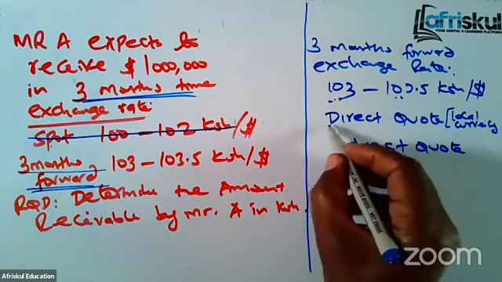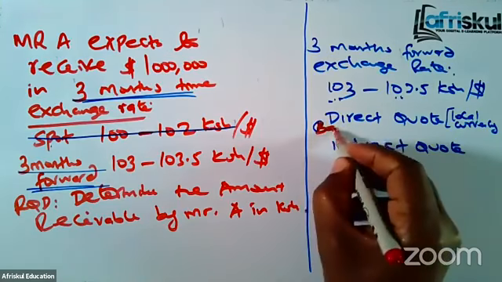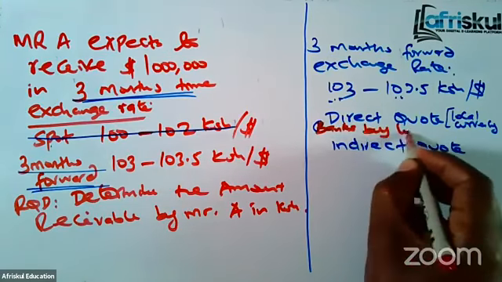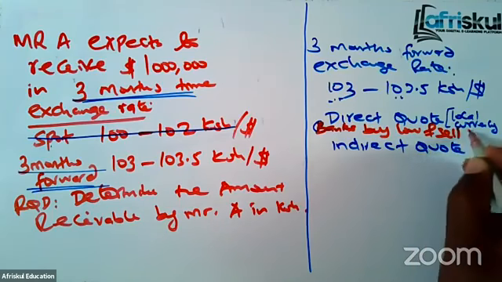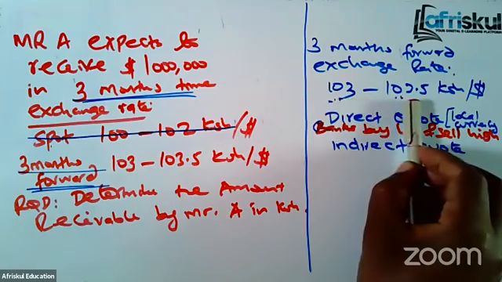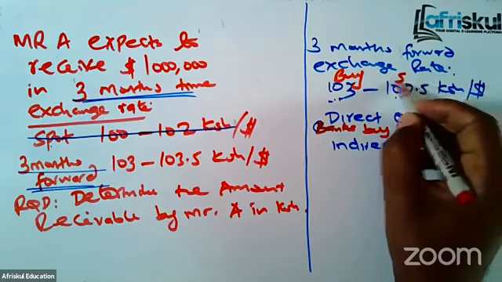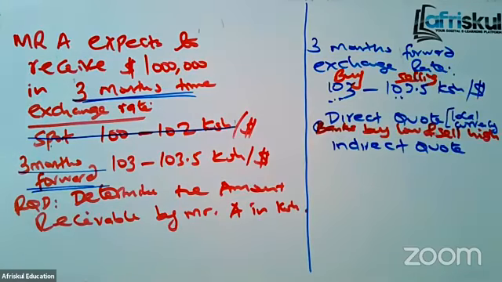So if it is a direct quotation, remember what we normally say is that banks buy low and they sell high, in order to make a profit. So if it's a direct quotation, when these exchange rates are directly stated, banks will buy at a lower rate, this rate here. 103 is lower as compared to 103.5. So banks will buy here, so this becomes the bank buying rate, and this becomes the bank selling rate. So it's important that you get to define that.